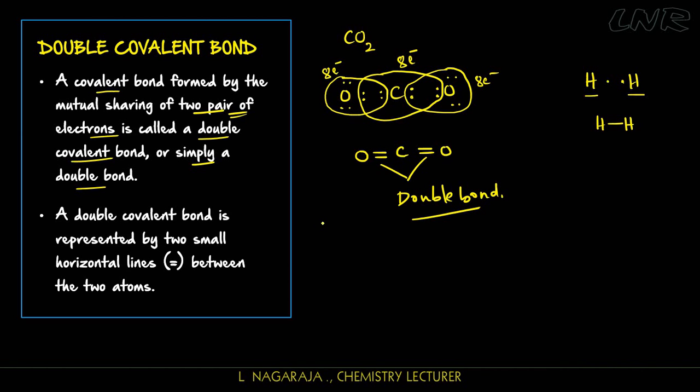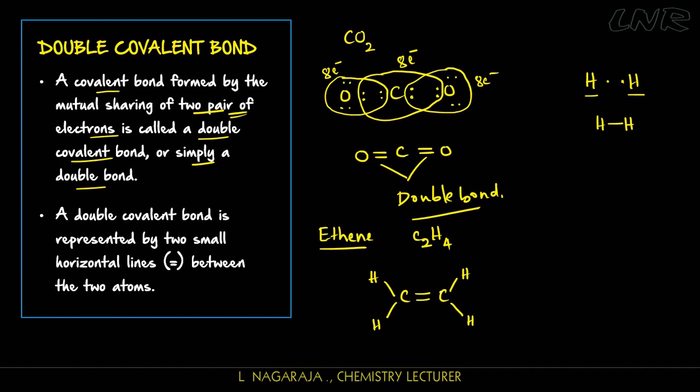Let us take one more molecule, that is ethene. The formula for ethene is C2H4. The two carbon atoms in the ethene molecule are joined by two bonds. The two bonds are called a double bond, right? Hydrogen and carbon atoms are linked by one pair of electrons, and the carbon atoms are linked through two pairs of electrons. That is called a double bond.